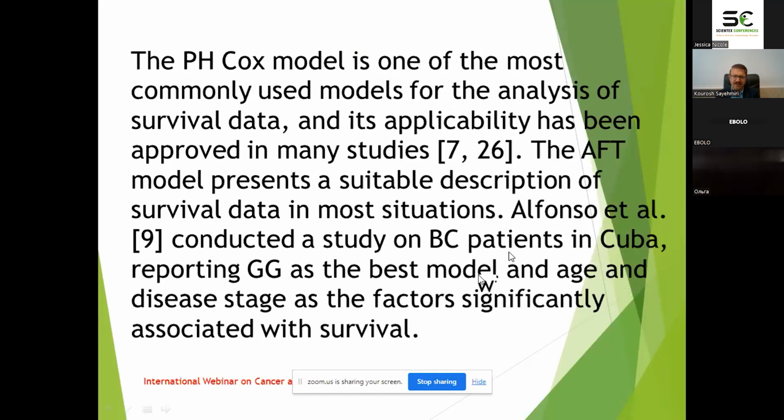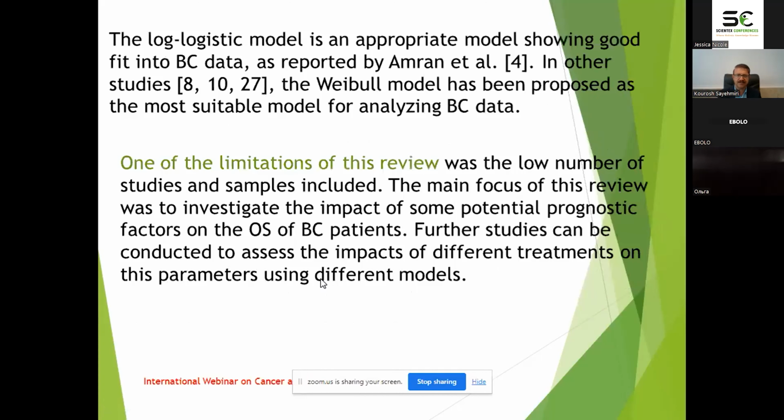in the study done in Cuba, they used generalized gamma as the best model for breast cancer data. And also the log-logistic model was an appropriate model showing good fit to breast cancer data, and this was reported by Amran and other studies. They used Weibull models. One of the limitations of this review was the low number of studies and sample included.